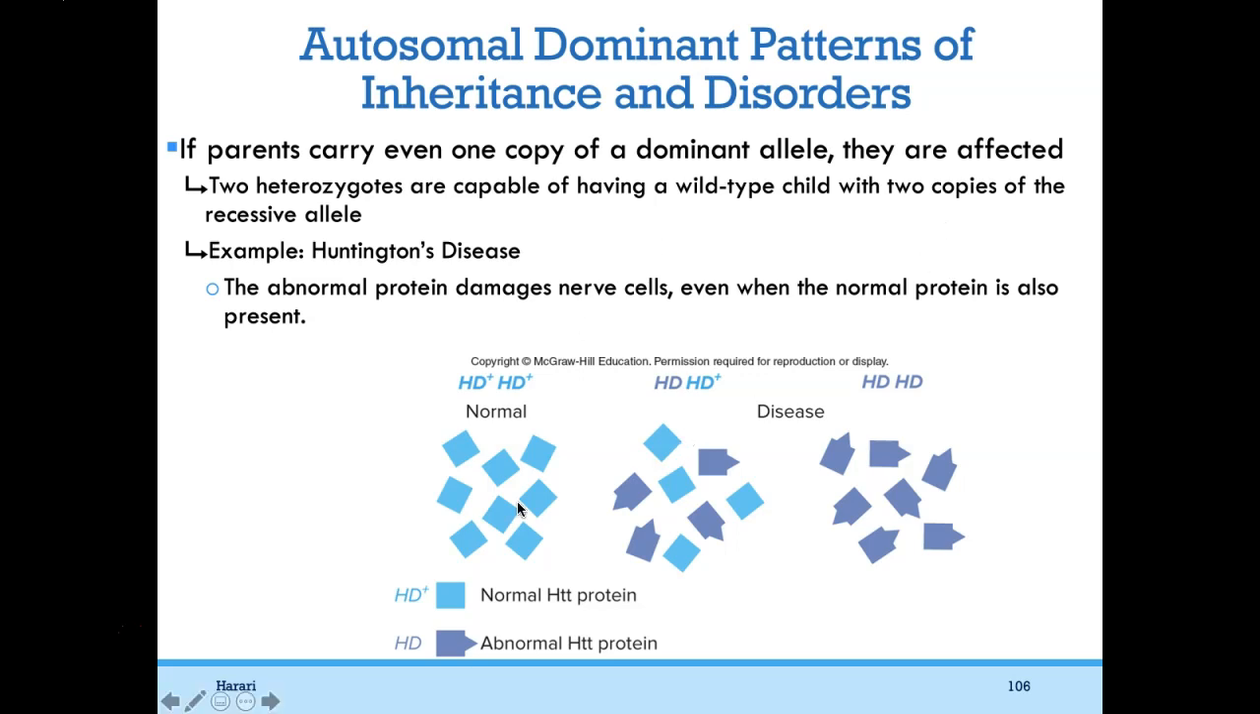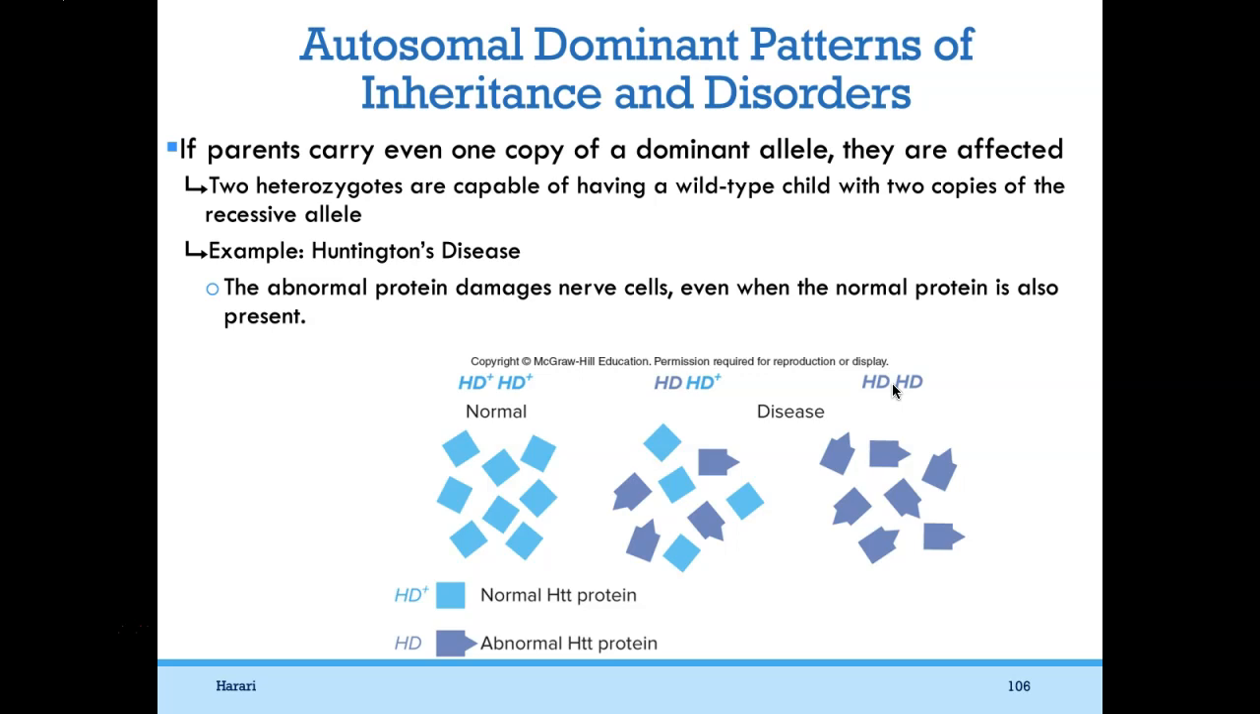So you're normal if you only have the normal protein, both copies of the normal protein. If you have just one copy of the misshapen protein, you have the disease. There's no difference between having just one copy of the bad allele or two copies of the bad allele. Right? It's dominant. Having just one copy is enough to show the disorder. So Huntington's disease is an example of this.